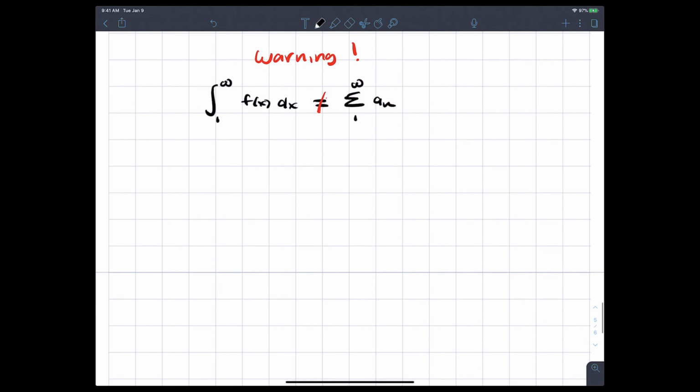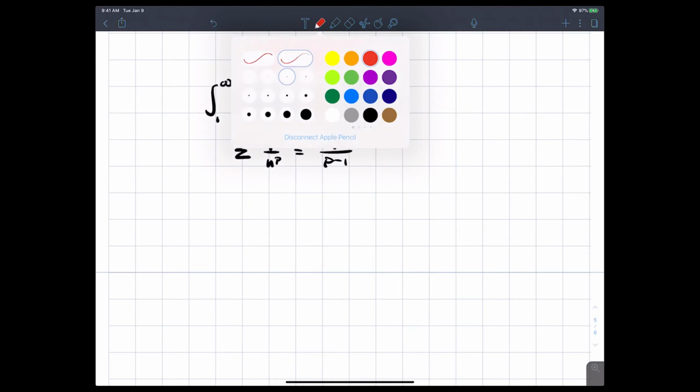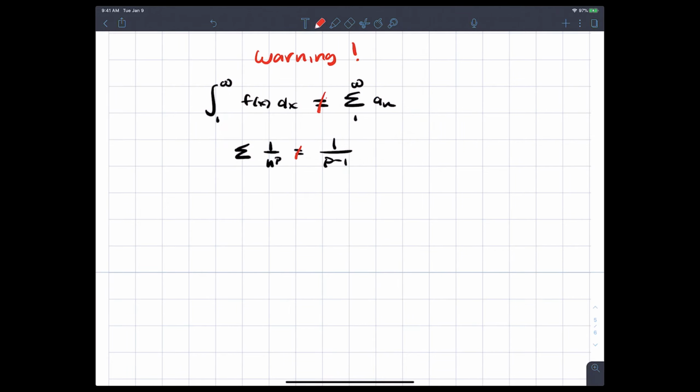Just because you have a convergent P series, 1 over n to the P, for P bigger than 1, the sum is not this value. I'll put that in red as well. And that's really what we're trying to say to you: yeah, you can have convergence for P bigger than 1, but that doesn't mean the sum adds up to 1 over p minus 1.